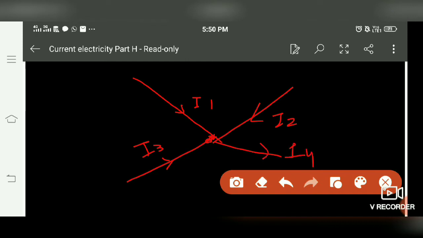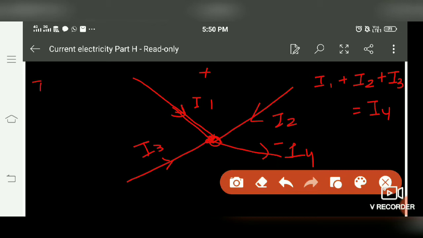Now according to the junction rule, the current entering the junction, that is I1 plus I2 plus I3, is equal to the current leaving the junction, that is I4. So this is Kirchhoff's first law. In other words, we can also say that the total of the current entering and leaving a junction is 0. If the current is entering the junction, we take it as positive. If it is leaving, then we take it as negative.